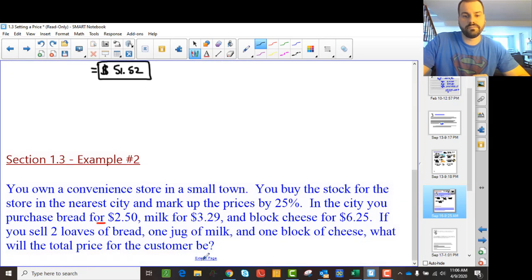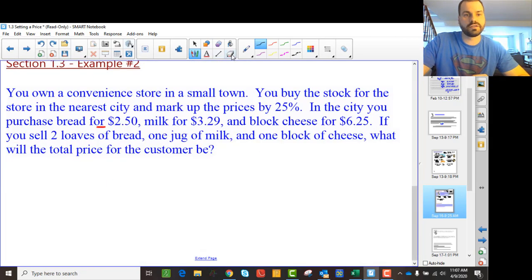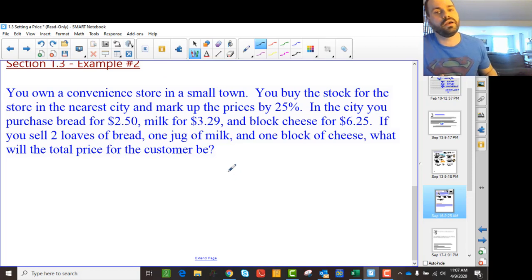So here's another question. This question says that you own a convenience store in a small town, and you buy the stock for your store in the nearest city, and then you mark the prices up by 25%. So it says in the city you buy milk for $2.50, bread for $2.50, milk for $3.29, and a block of cheese for $6.25. So let's look at what it would cost if you're going to mark them up.